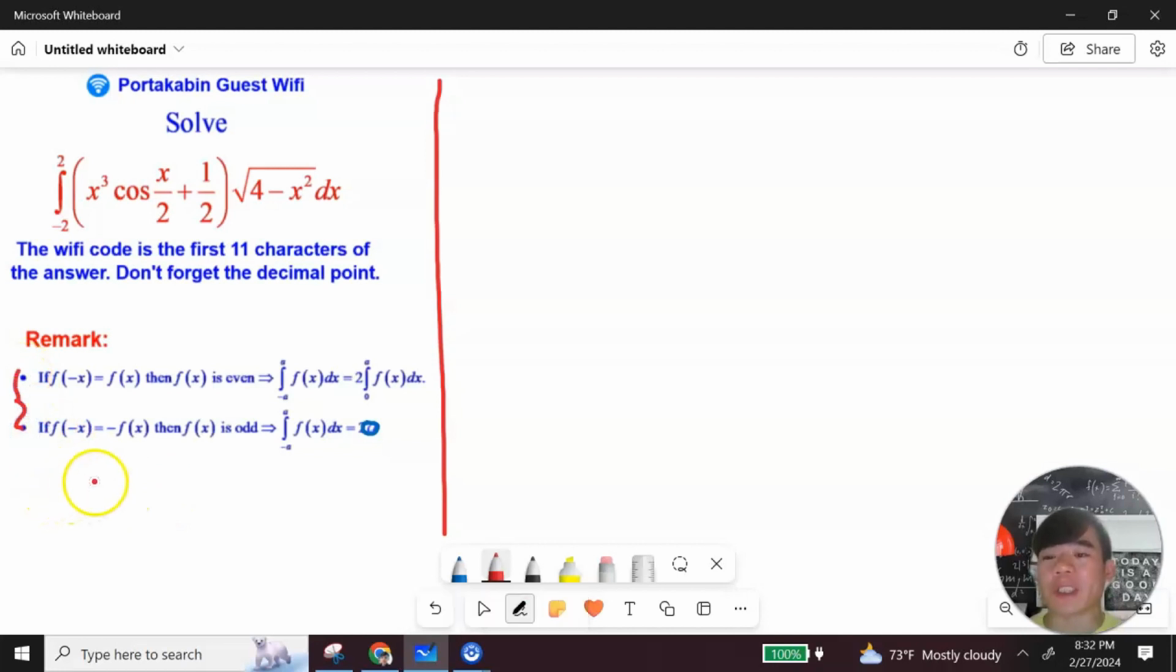The odd and even function, which you learn from Algebra 2, right? If f of negative s equals f of s, then the function f of s is even, okay? And then the integral from negative a to a of f of s ds equals 2 times the integral from 0 to a of f of s ds. The second one, if f of negative s equals negative f of s, then f of s is an odd function, okay? And then the integral from negative a to a of f of s ds equals 0. All right, so let's start from here.